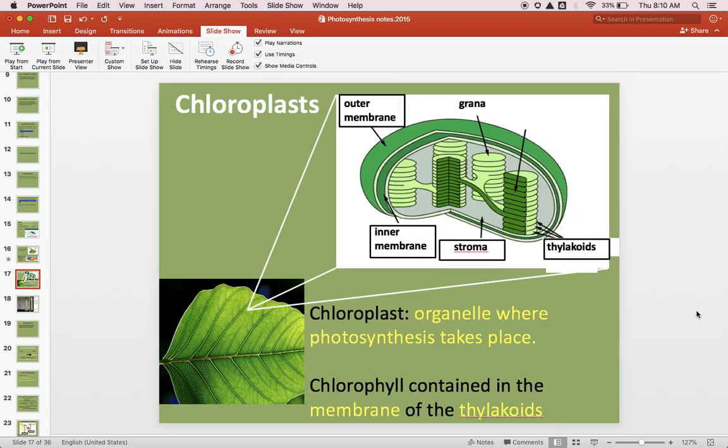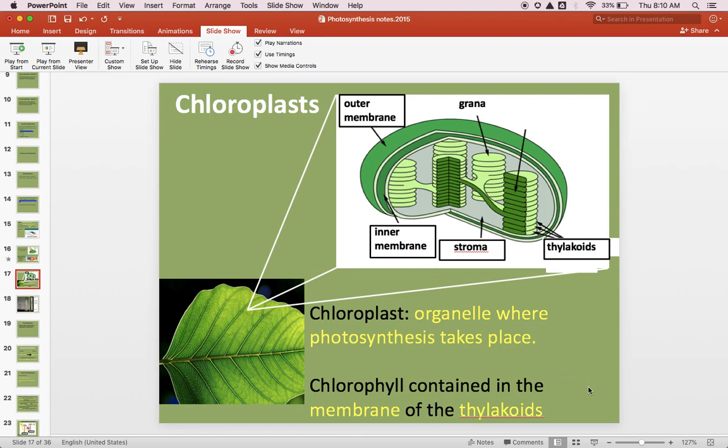Chloroplasts are where photosynthesis takes place. You guys already know this. You also know that the chloroplast has the stroma, which is the area that's outside of the thylakoids inside of the chloroplast. It's a watery portion of the chloroplast. You also know that the thylakoids are the little stacked pancakes that are here. And the chloroplast also has an outer membrane and an inner membrane, so make sure you label those things on your notes.